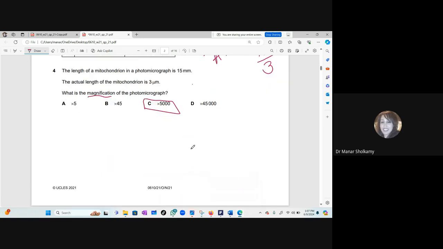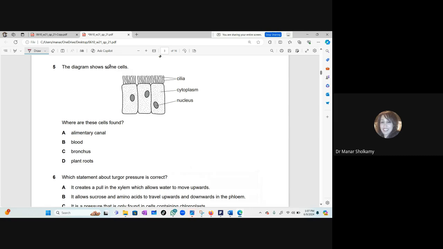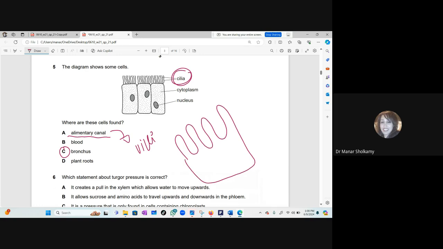Okay. Now, question 5, easy up till now. The diagram shows some cells. Where are these cells found? Alimentary canal, blood, bronchus, or plant roots? C. Yes, they are in the bronchus. They're not in the alimentary canal. In the alimentary canal, I have villi and microvilli. These are cilia. The cilia are found in the respiratory system. So in the intestines, you have the microvilli. They look like this. Okay, so this is the difference.